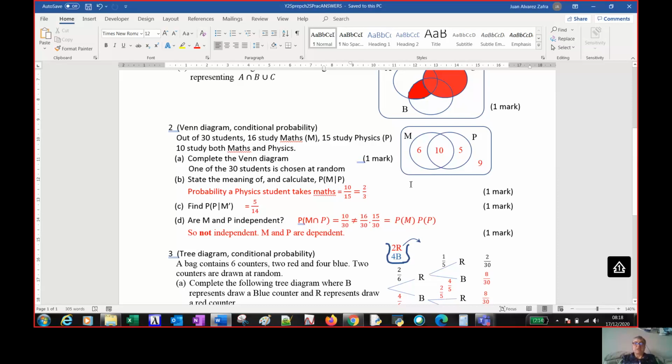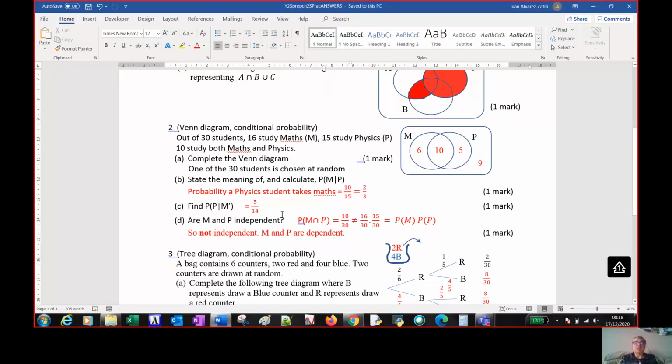So all we do here is work out the probability of the intersection, the probability of being a math student and a physics student, which is 10 out of 30, and ask ourselves, is that the same as the probability of being a math student, which is 16 out of 30, multiplied by the probability of being a physics student, which is 15 out of 30. And these multiplied together is 8 out of 30, which is not the same as 10 out of 30. So being a math student and a physics student are not independent, they are dependent.